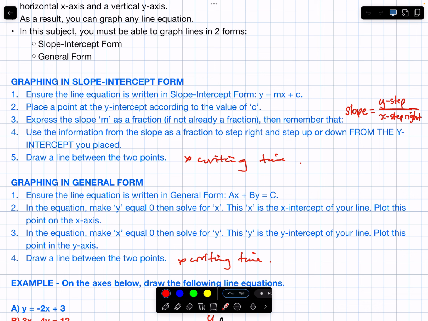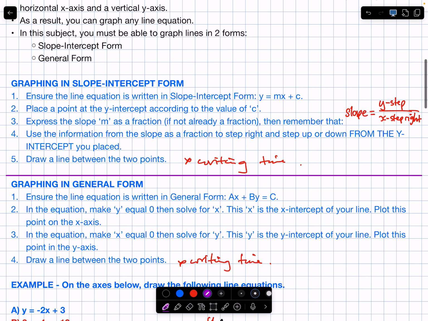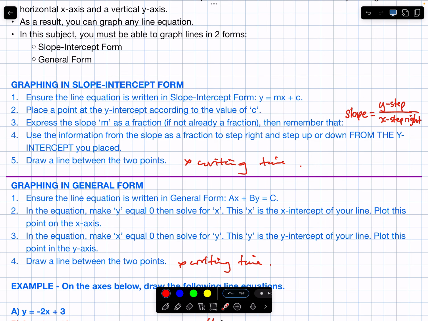Step 4, you use the info from the slope as a fraction to go right and step up or down from the y-intercept that you placed. And step 5, you draw a line between the 2 points. I'll give you writing time to get down to there. Leave general form for now because I'll demonstrate them right after the steps are shown. So get the steps for graphing in slope-intercept form and then I'll demonstrate it for you. And then we'll do general form after. So a couple of minutes for that.